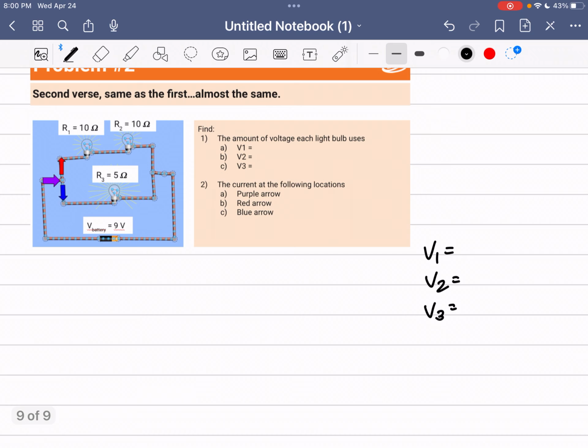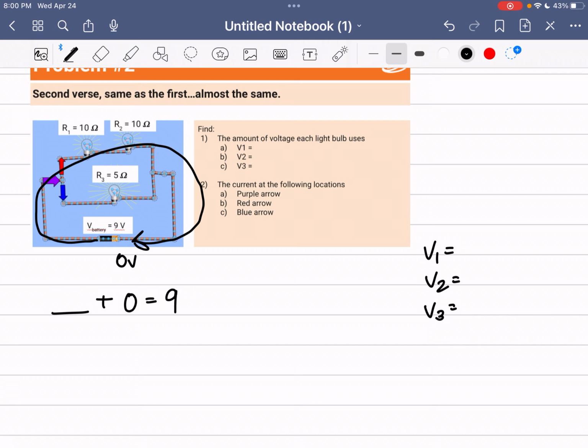So, light bulb 3 is by itself, right? It's not sharing the current with anybody like these two are. So it's selfish. It wants all the volts to itself. And we know by the time it completes the circuit, it needs to be at 0 volts, right? So what plus 0 equals 9 volts? Obviously 9. So light bulb 3 is going to have 9 volts.